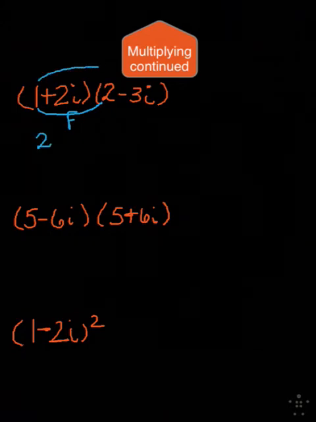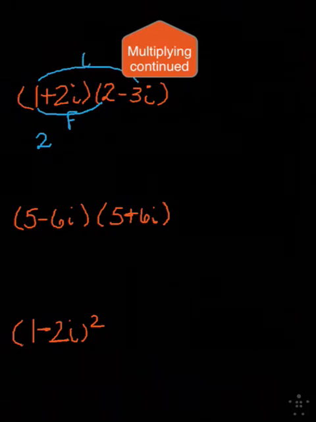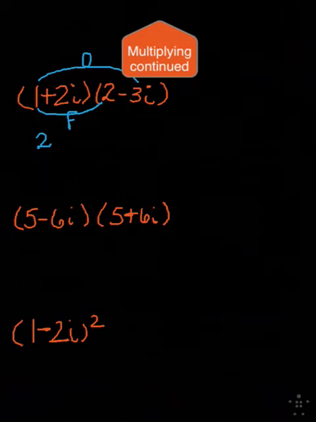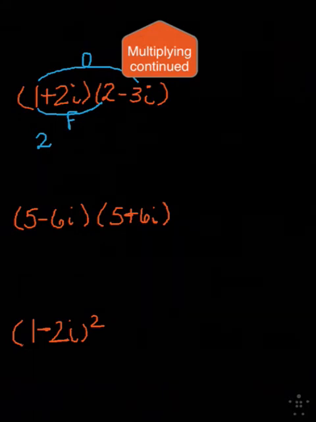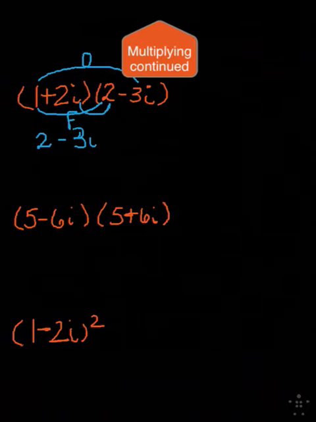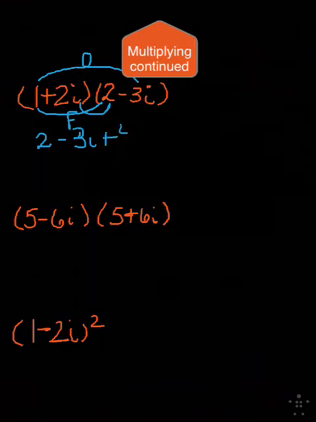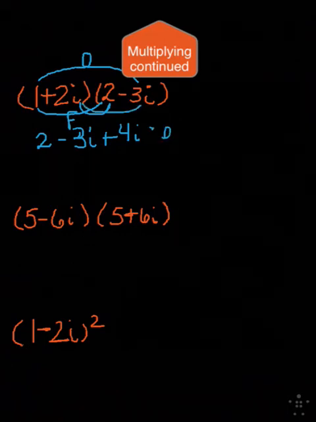Outsides multiply with outsides. So that is going to be 1 times negative 3i, so that's negative 3i. Insides go with insides, so 2i times 2 is 4i. And last goes with last, 2i times negative 3i is negative 6i squared.